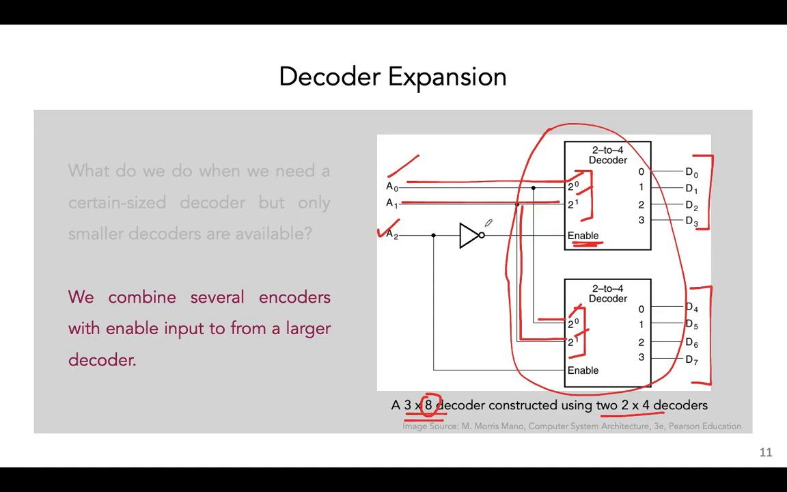Since we can't have the same enable line for both the decoders, we can use an inverter gate. So when this gets 0, this decoder gets 1, and when this decoder gets 1, this one gets 0. So this is how we design a larger decoder using a bunch of smaller decoders.